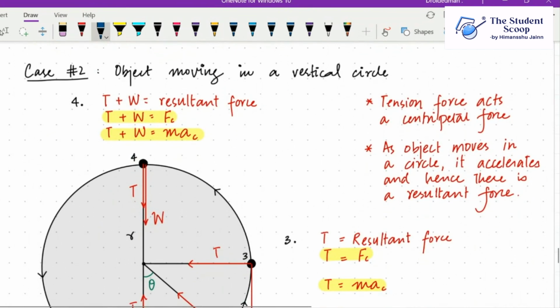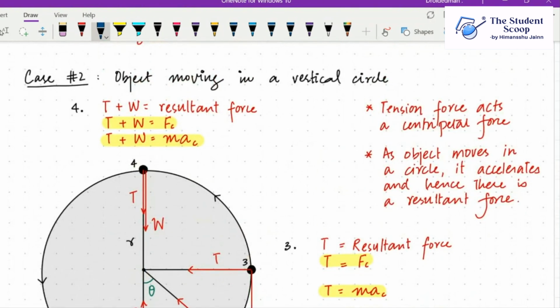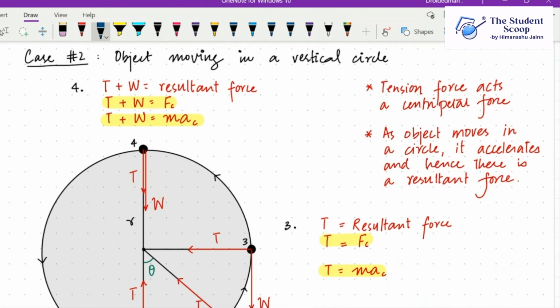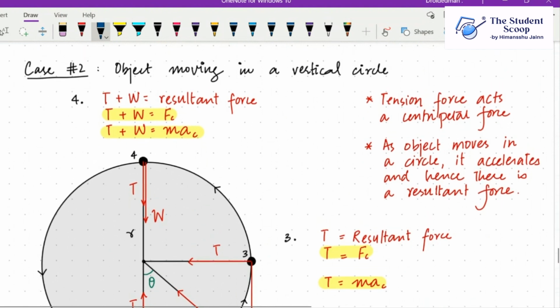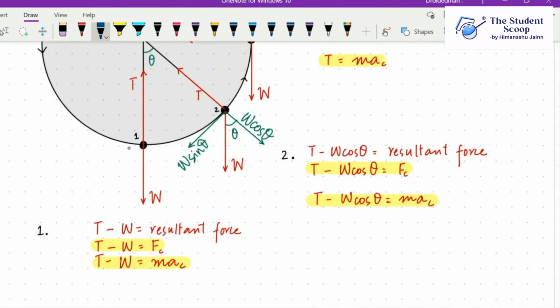Object moving in a vertical circle. In an object moving in a vertical circle, the tension here is a centripetal force, but along with the weight as well. So if the object has a weight at different positions, we will find that the resultant force changes in vertical circular motion as per the gravity. You can see that at position 1, the resultant force is tension minus weight, because weight is opposite. The net acceleration has to be towards the center, so the resultant force can be replaced by mv squared by r.